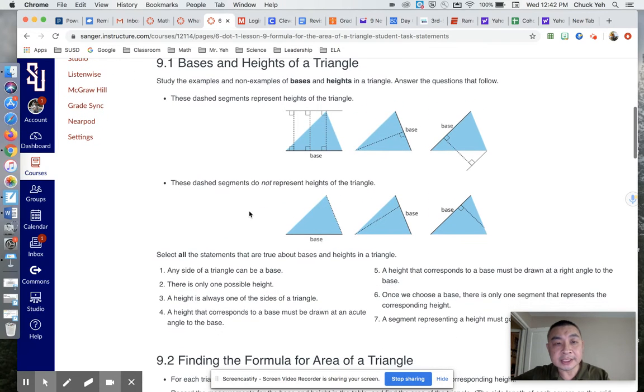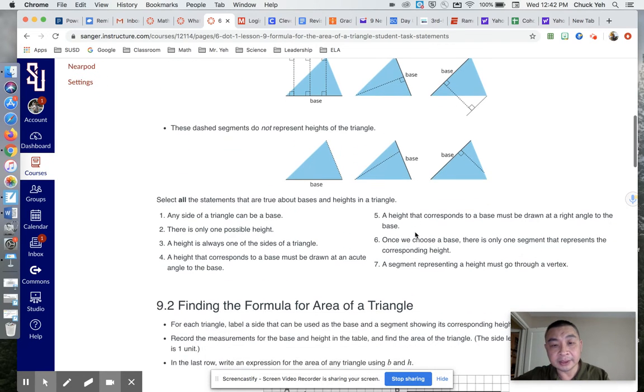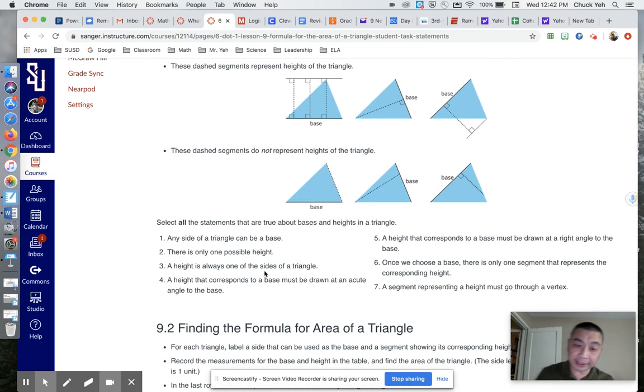Okay? Study the examples and non-example bases and height. These three represent heights of a triangle. These three don't. See, this one's slanted here. This one isn't even a 90-degree angle because there's no perpendicular symbol, so it's not 90 degrees. And this isn't the height because the height has to be at the very top. Okay? So I want you to write down the two statements that are true and write it down in your notebook. And make sure that you write the whole statement, not just write number 1 and 5. So go and pause that and try to figure that out.